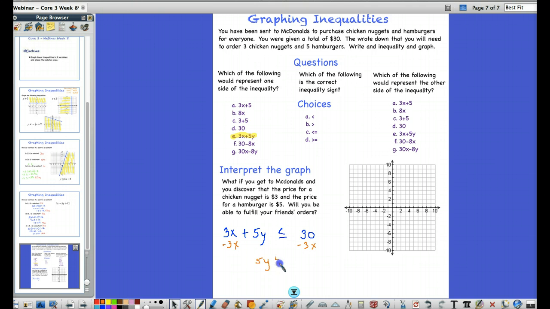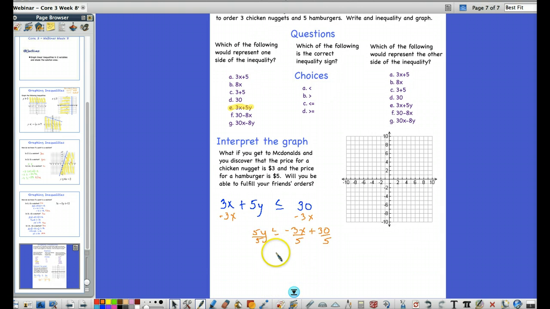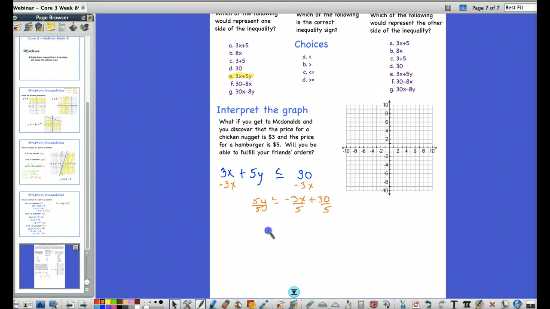So 5y is less than or equal to negative 3x plus 30. So I subtracted the 3x to the other side. Now I'm going to divide everything by 5. What you have to be careful of on the right side is that you have to divide everything by 5, every term. Okay, so be really careful about that. So what I'm going to be left with then is y is less than or equal to, here's my slope, negative 3 over 5x plus 6.